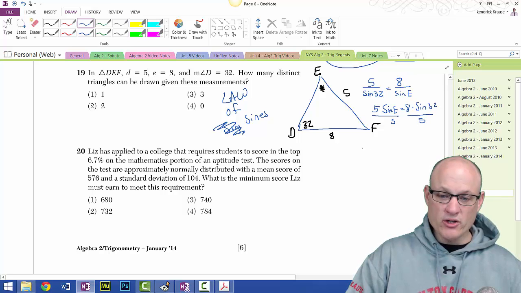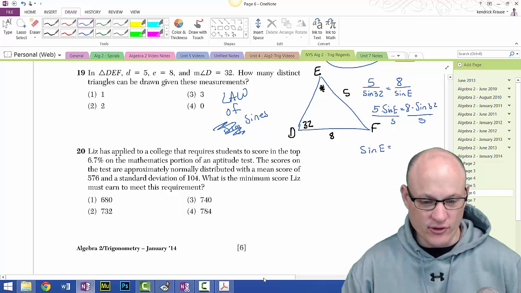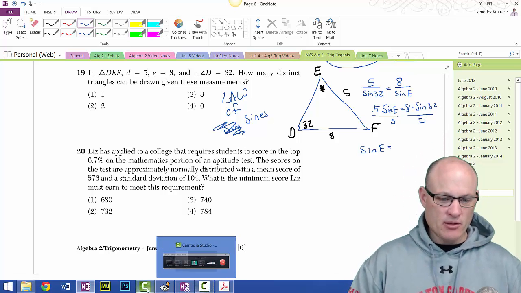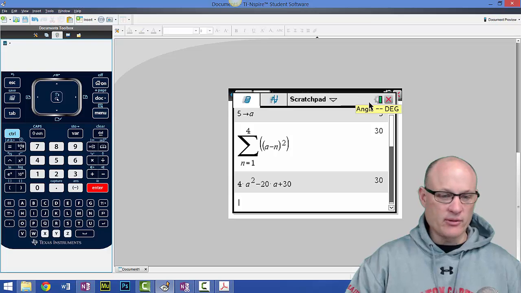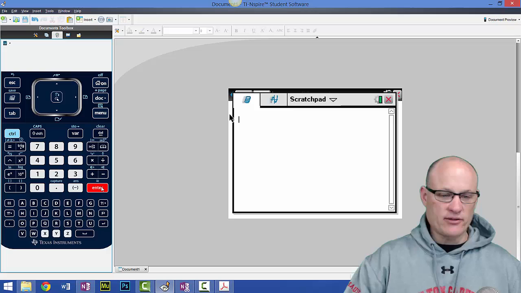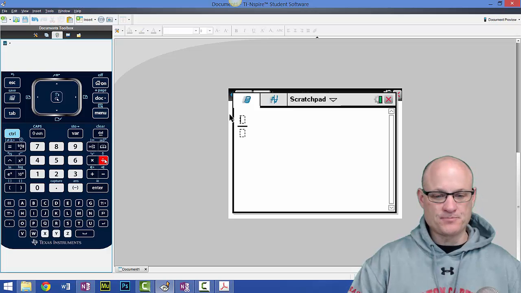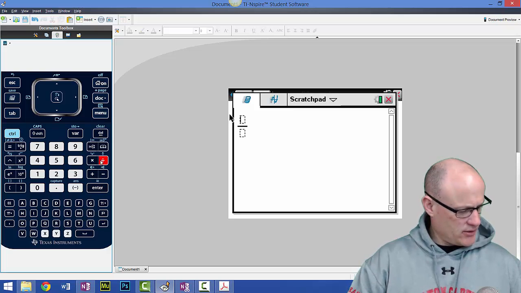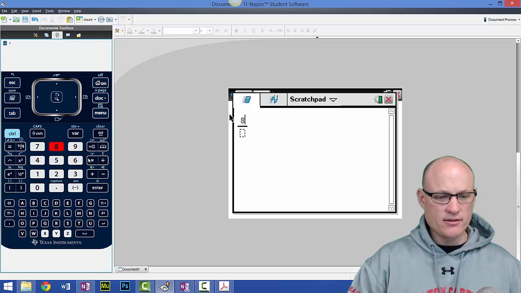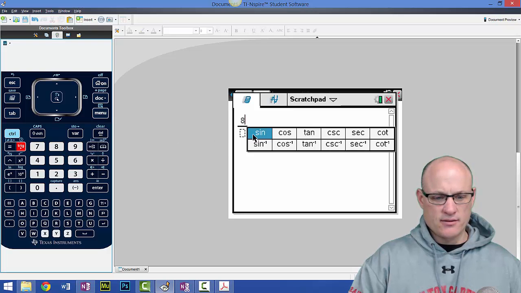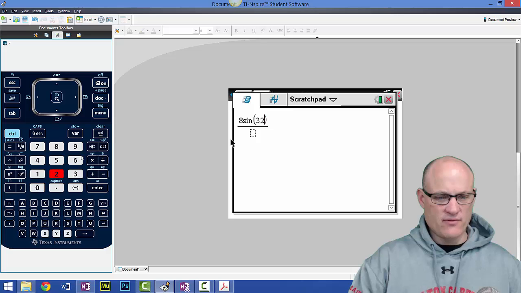And some weird stuff happens. I love seeing kids' reactions when this happens. You'll see. You'll know what I'm talking about. Let me make sure my calculator's in the correct mode. It's in degree mode. That's great. Oh, there's so much garbage on my screen. I hate it. Let's get rid of it. Control division. And that was 8 sine 32 divided by 5, right?